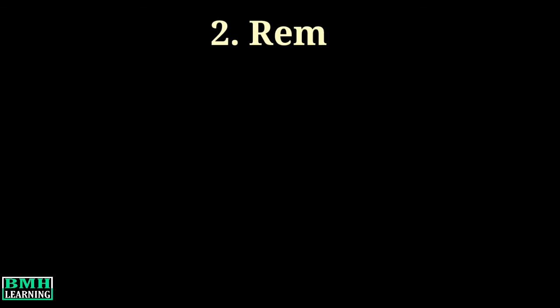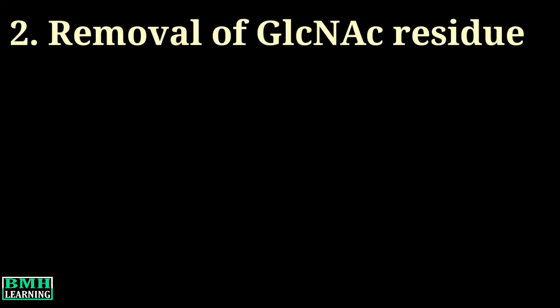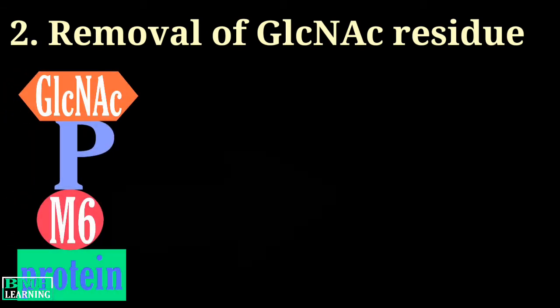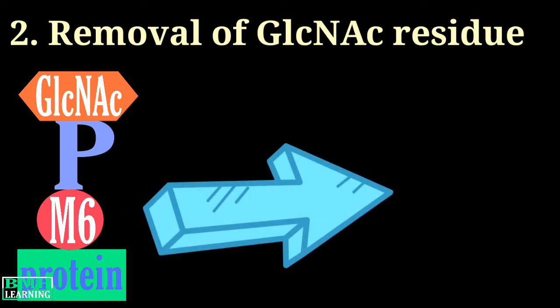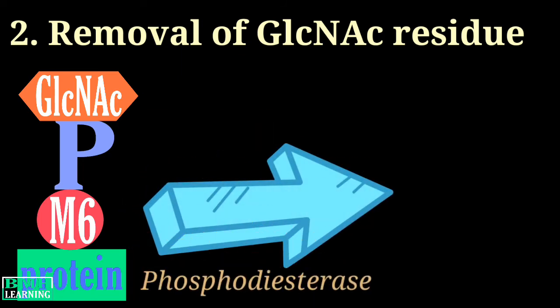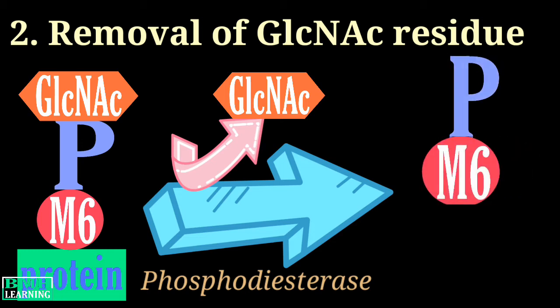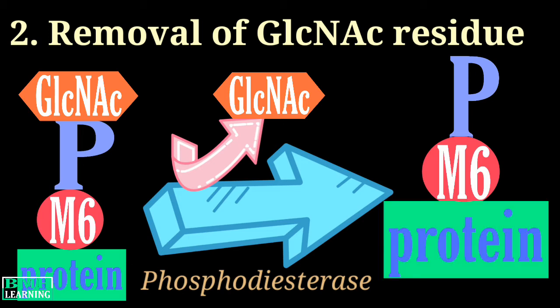Now the second step is removal of the N-acetyl glucosamine residue. So we have this modified protein now which is acted upon by a second enzyme known as phosphodiesterase. This enzyme removes the N-acetyl glucosamine group and produces the desired phosphorylated mannose residue, which is ready to direct the lysosomal protein to its destination, the lysosome.